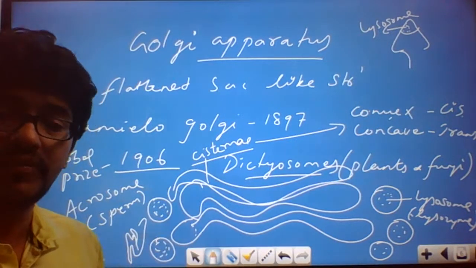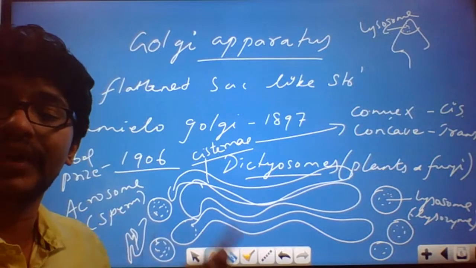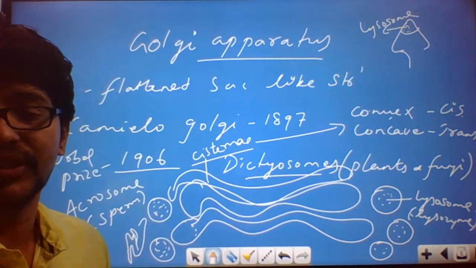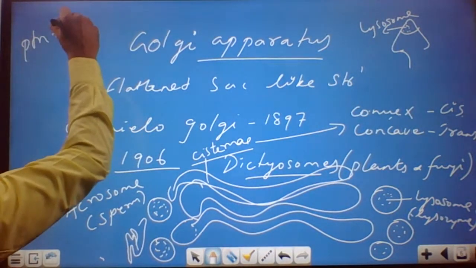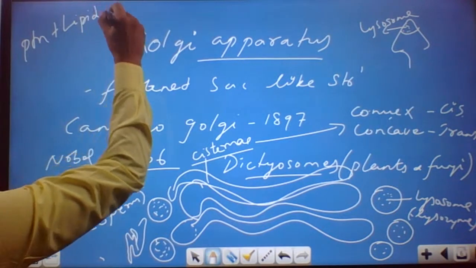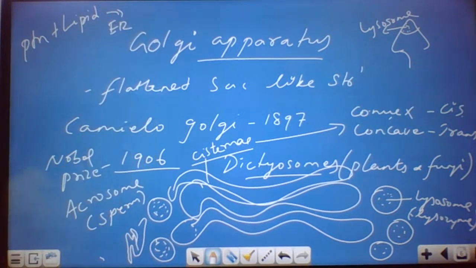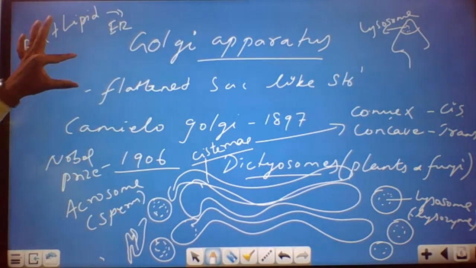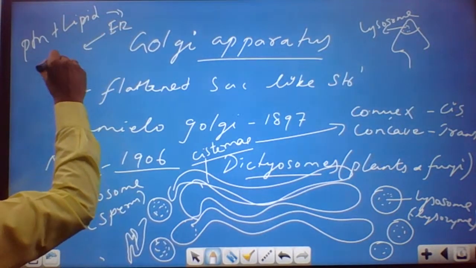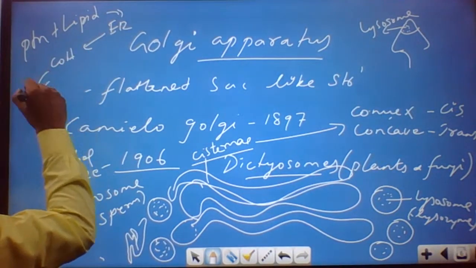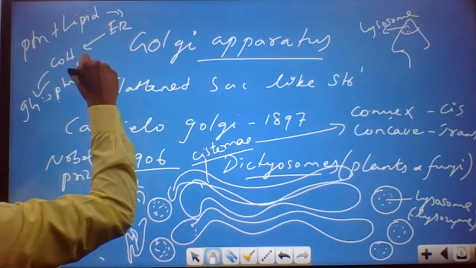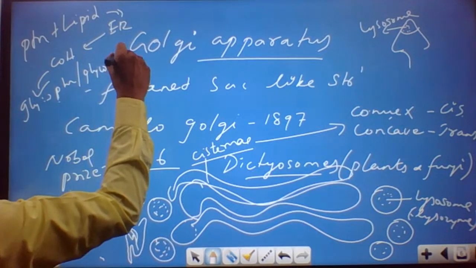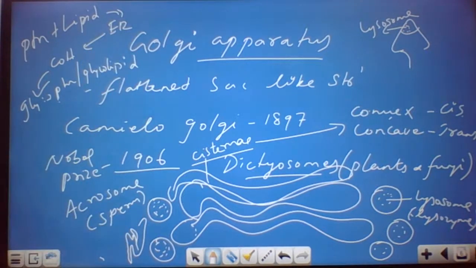The proteins and lipids formed in the endoplasmic reticulum, what do they combine with? They combine with carbohydrate. When proteins and lipids formed in the endoplasmic reticulum combine with the carbohydrate, this gets converted to glycoprotein and glycolipid. These are marked, and then they go to the Golgi apparatus.